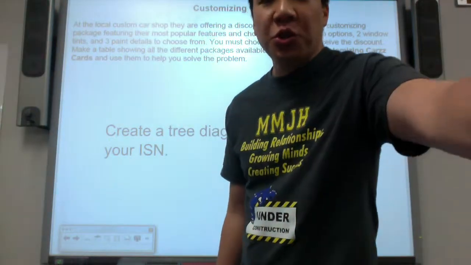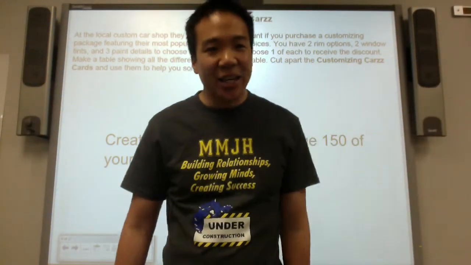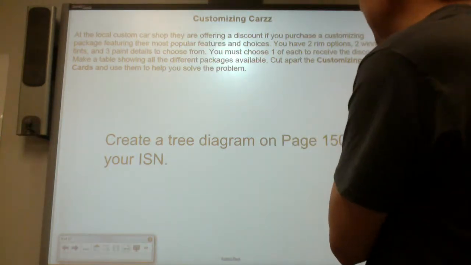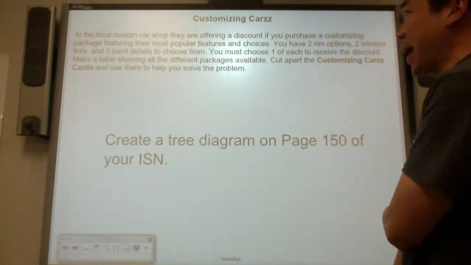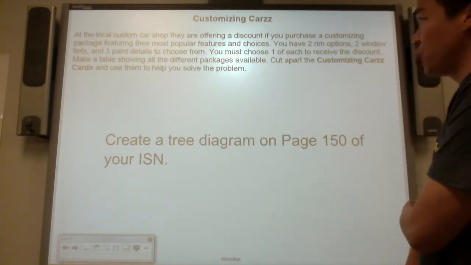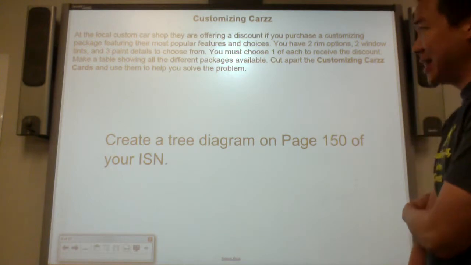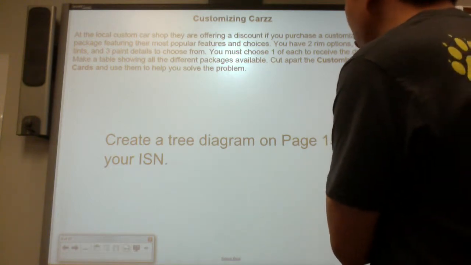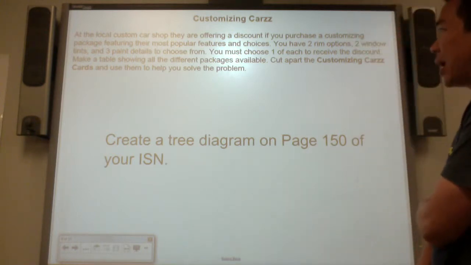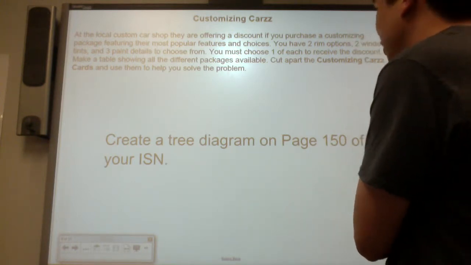This is part two of organized lists and tree diagrams. At the local custom car shop, they are offering a discount if you purchase a customized package featuring their most popular features and choices. You have 2 rim options, 2 window tints, and 3 paint details to choose from. You must choose one of each to receive the discount. Make a table showing all the possible packages available.